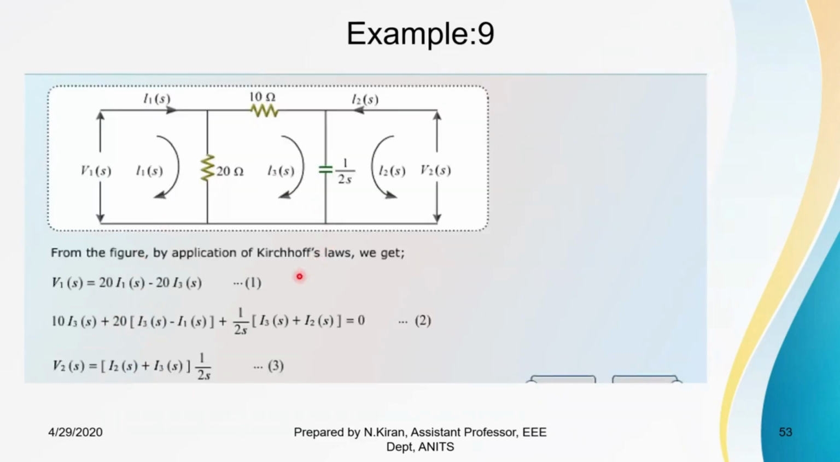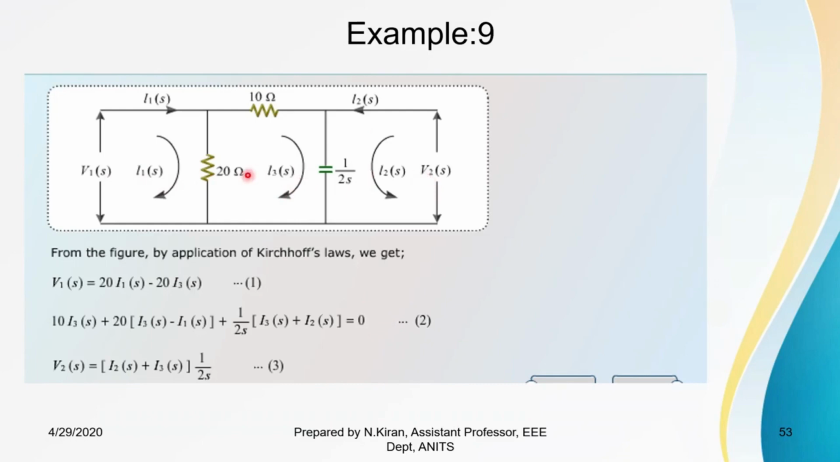So next let us see how to find the value of Z21 of S. Let us try to apply KVL to all the three loops. Here later we'll substitute I2 value to be 0. So the first expression will be 20 into I1 minus I3 is equal to V1. The second mesh will be 10 I3 plus 1 by 2s into I3 plus I2, since both current directions are same, plus 20 into I3 minus I1, since here both are opposite in direction, is equal to 0. The third mesh will be 1 by 2s into I2 plus I3 is equal to V2 of s.